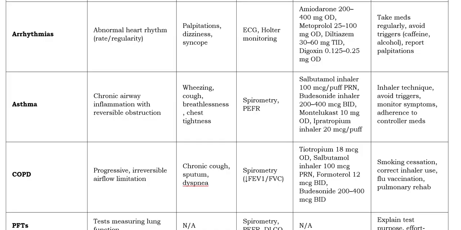The common drugs listed include amiodarone, 200 to 400 milligrams once daily, a potent antiarrhythmic. Metoprolol again, 25 to 100 milligrams once daily. Beta blocker again. Diltiazem, a calcium channel blocker, 30 to 60 milligrams 3 times daily. And digoxin, again, 0.125 to 0.25 milligrams once daily. So you see some overlap.